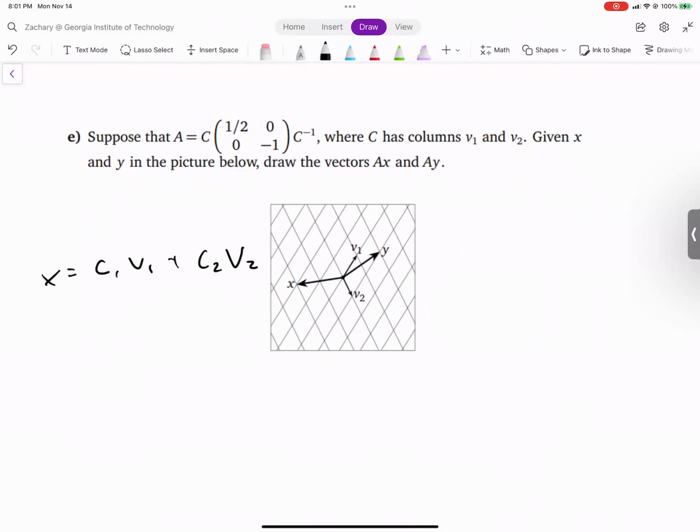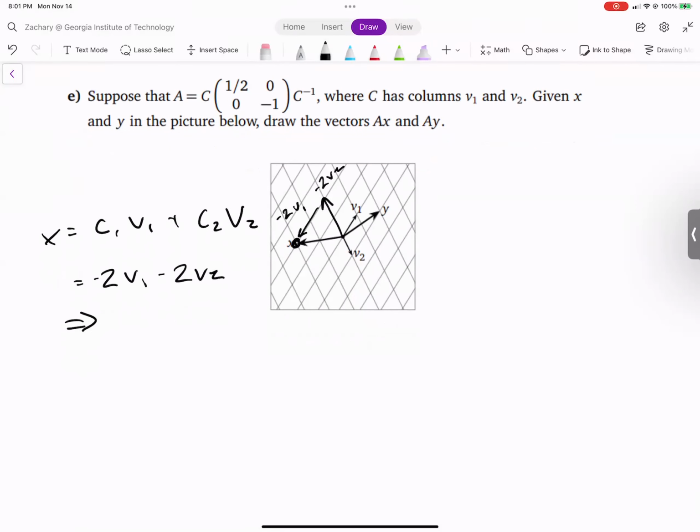Okay. So here we have X, and they've already drawn a grid for us, which is very nice. So this is -2 V2 and -2 V1 to get there. So we have X equals -2 V1 minus 2 V2. And V1 corresponds to an eigenvalue of 1/2. And V2 corresponds to an eigenvalue of -1.